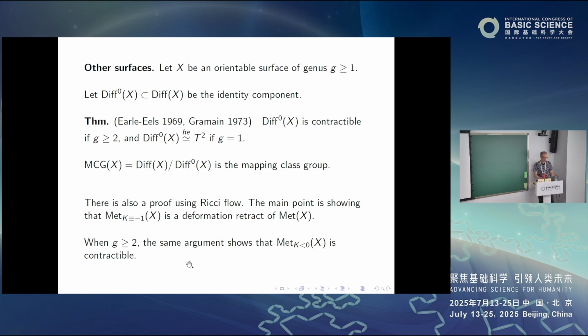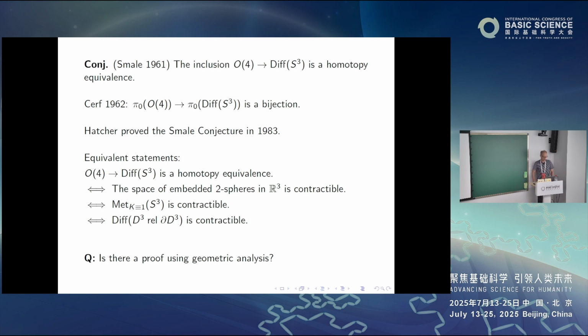And I note the same argument will tell you that the space in higher genus, it'll show you the space of negatively curved metrics is contractible. Okay. So let's go up a dimension to 3 manifolds finally. And the simplest 3 manifold you might look at would be the 3-sphere. And so Smale conjectured in 61 that the corresponding statement is true for the 3-sphere, right? So O4, inclusion of O4 into diff S3 is a homotopy equivalence.